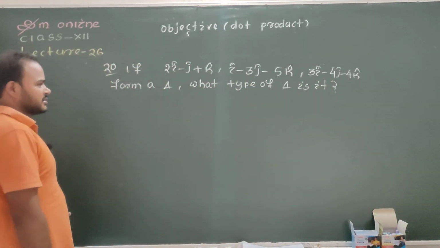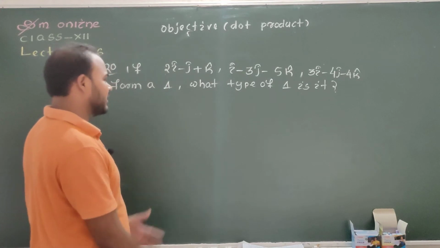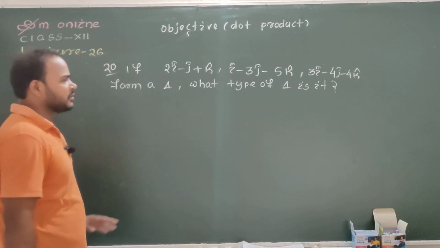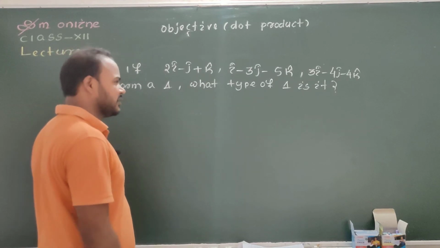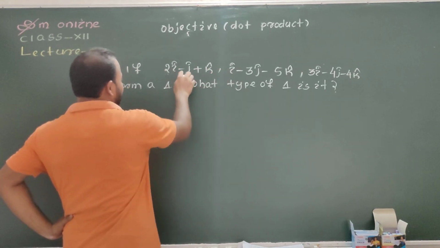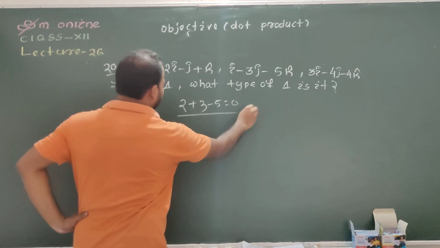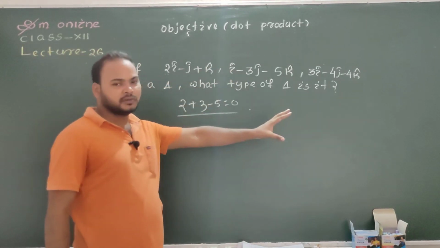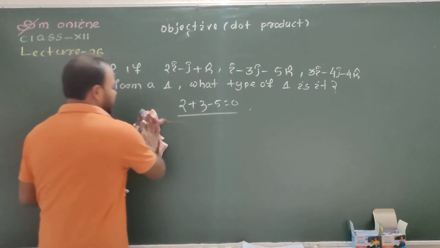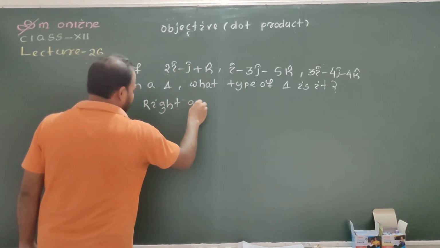Okay, so first let us check: if the magnitudes are equal then it is an equilateral triangle; if the dot product of any two vectors is zero then it is a right angle triangle; if the magnitudes of two sides are equal then it is an isosceles triangle. So we have to check. First, 2 into 1, that is 2, minus 1 into minus 3, that is plus 3, and 1 into minus 5, that is minus 5, equal to 0. So this vector dot this vector equals 0, so they are perpendicular, and it is a right angle triangle. Answer is right angled triangle.